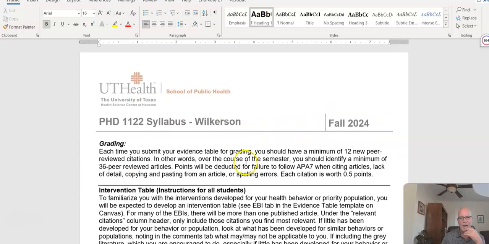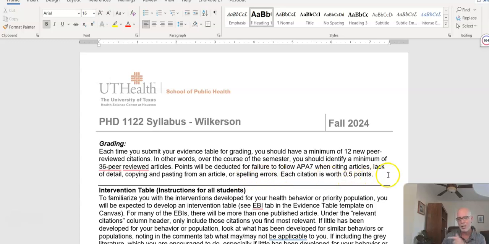Spell check it. And then you can see now I'm being a little bit more specific. Each time you submit your table, you should have a minimum of 12 new citations for a total of 36. Points will be deducted for failure to follow APA 7, lack of detail, copy and pasting from an article, or spelling errors.